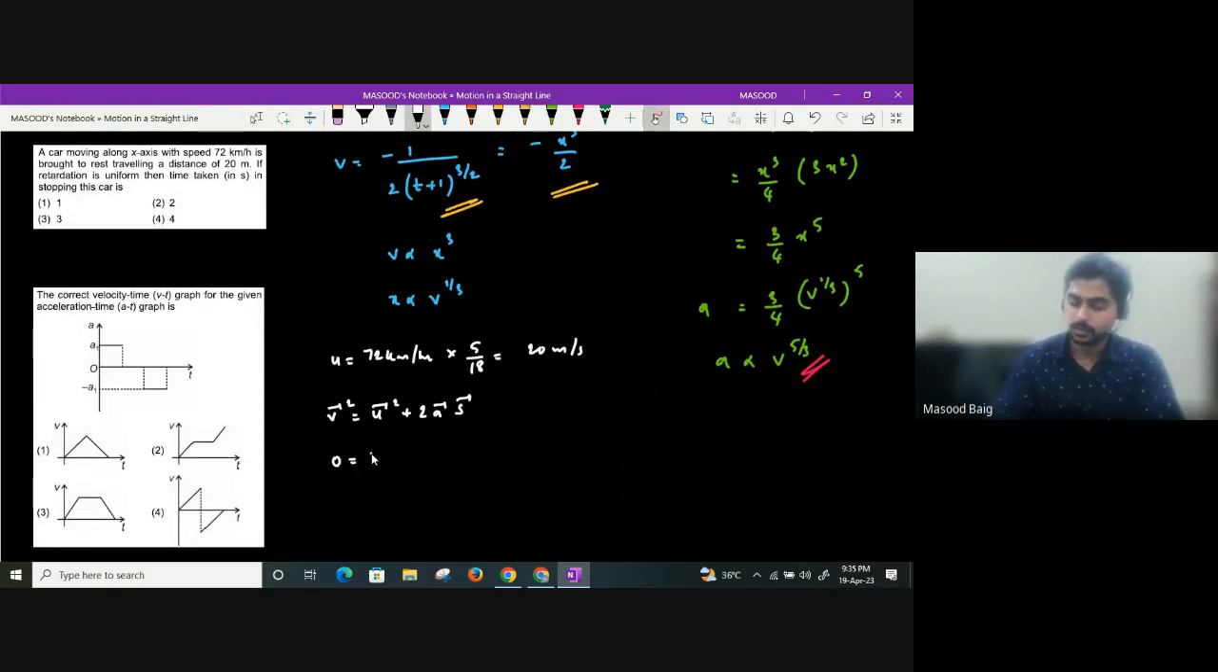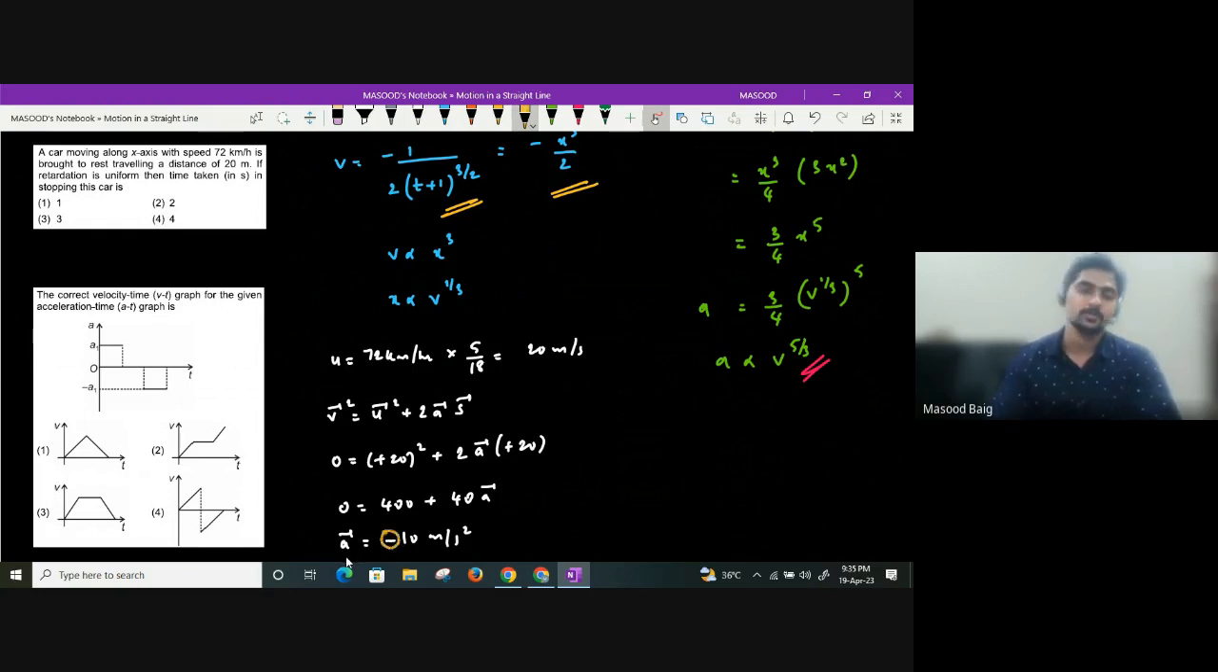Initial velocity we got as plus 20, whole square, plus 2 into, I don't know the acceleration, I'll write A bar. How much is displacement? Let us take plus 20. So what will I get here? 0 will be 400 plus 40 into A bar. What is A bar you will get, beta? You will get it as minus 10 meter per second square. So what is the minus sign indicating? A bar will act opposite to the direction of initial velocity.